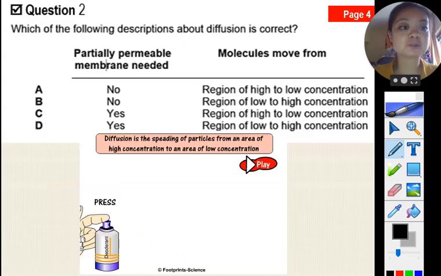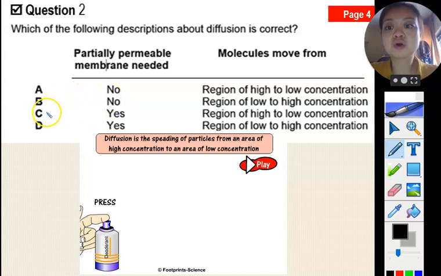Which of the following descriptions about diffusion is correct? Alright, so let's have a look. Does diffusion require a partially permeable membrane? The answer is no, it does not require a partially permeable membrane. Obviously, your answer C and D will be out.